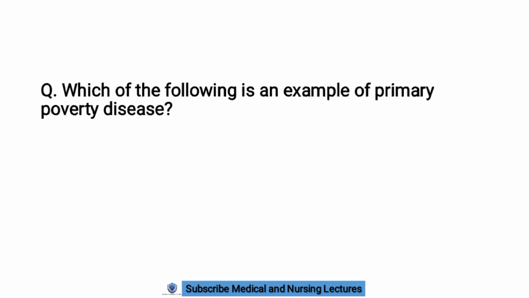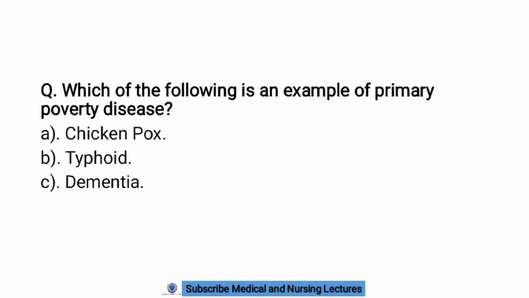Which of the following is an example of a primary poverty disease? Chickenpox, typhoid, dementia, or malaria? Here the correct option is option D, malaria.